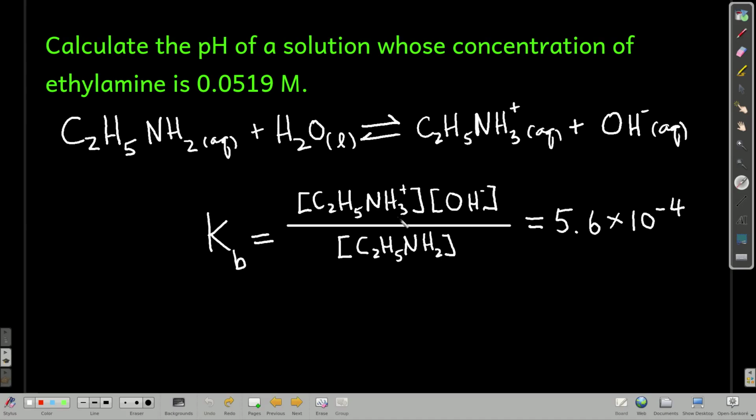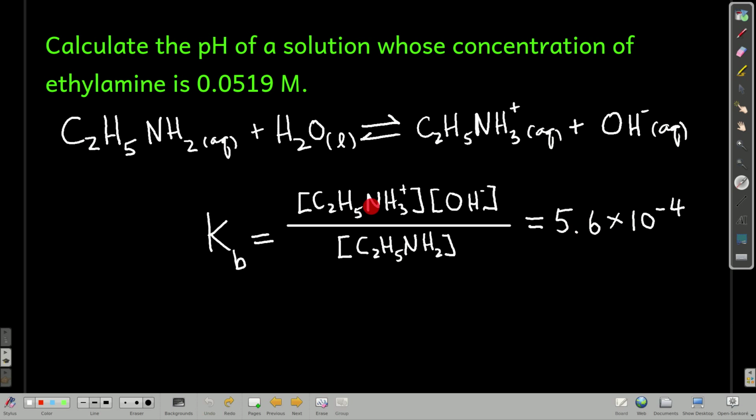So let's get right into it. Now we want to calculate the pH of a solution whose concentration of ethylamine, which is one of those bases I showed you, is this number right here. So there's the equilibrium reaction. There's the Kb expression. And I just looked up in the table this number right here. So you look it up.